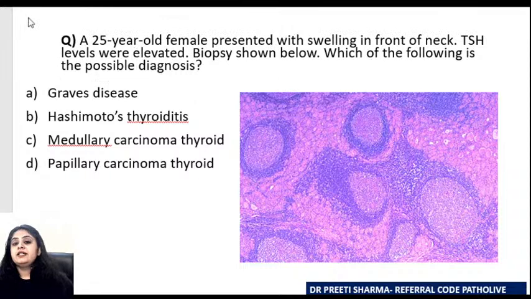Here you go. A 25-year-old female presented with swelling in front of the neck. TSH was elevated. Biopsy shown below. Which of the following is the possible diagnosis?